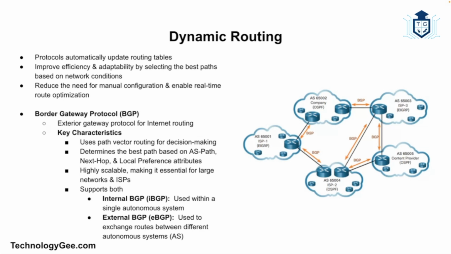The first routing protocol we're going to talk about is the Border Gateway Protocol. BGP is the primary exterior gateway protocol used to route traffic between autonomous systems on the internet. Some of its characteristics are as follows. It uses what is called path vector routing. It determines the best path using attributes like autonomous system path, next hop, and local preference. It provides scalability for large networks, and it supports both internal BGP and external BGP.